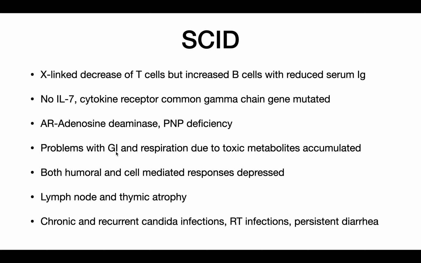All this leads to problems with the GI tract and respiration due to the toxic metabolites accumulated, and both humoral and cell-mediated responses are going to be depressed. The lymph nodes and the thymus are going to be atrophic, and it's usually in children. So there's going to be chronic and recurrent thrush. Candida is a fungal infection, along with respiratory tract infections and persistent diarrhea. So this can lead to dehydration really fast.